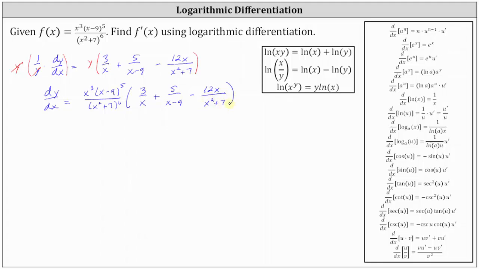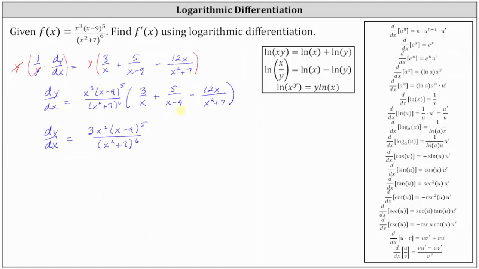So we probably could leave the derivative in this form here, but let's go ahead and clear the parentheses by distributing. We have dy dx equals, for this first product, notice one factor of x will simplify out between the numerator and denominator, and therefore the product is going to be 3x squared times the fifth power of x minus 9, all divided by the sixth power of x squared plus 7.